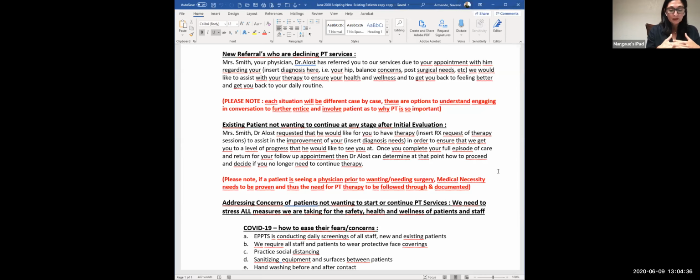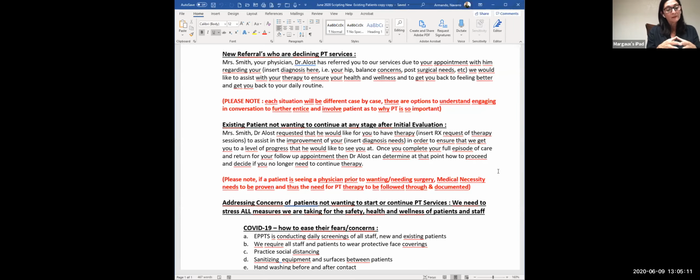Other concerns you all need to address, especially at this time, is COVID-19 and how to ease those concerns with the patients. I have some examples below: we are conducting daily screenings, and the patients and the staff are required to wear face coverings. And you all know the social distancing and the scheduling accordingly, low numbers, what have you. So all of this information and these details come into play. So again, it's conversing with the patient, not just simply taking no for an answer.